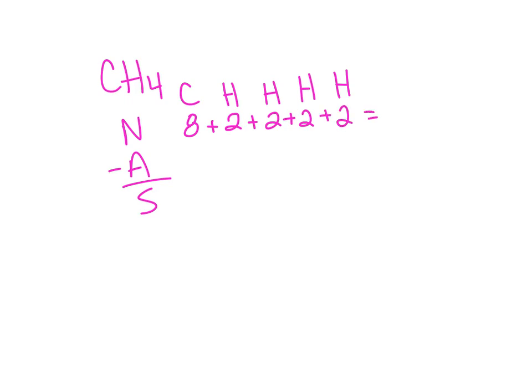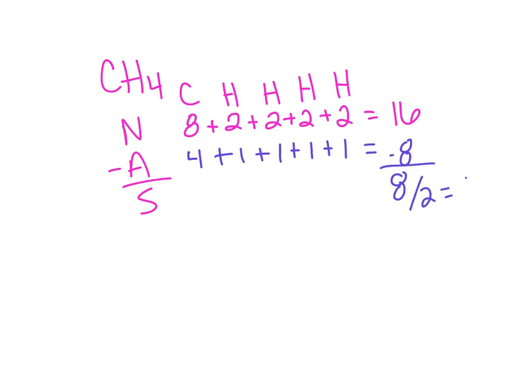8 plus 8 is what? 16. Good. Okay, available. Carbon has how many available? 4. 4 was right. Each hydrogen has how many? 1. Okay. So that would give us 8 total. So 16 minus 8 is 8. Divided by 2 is 4.